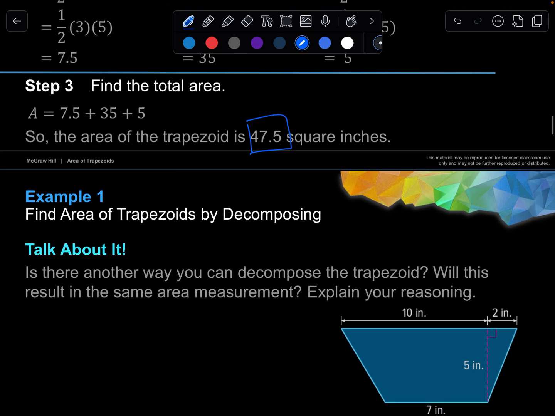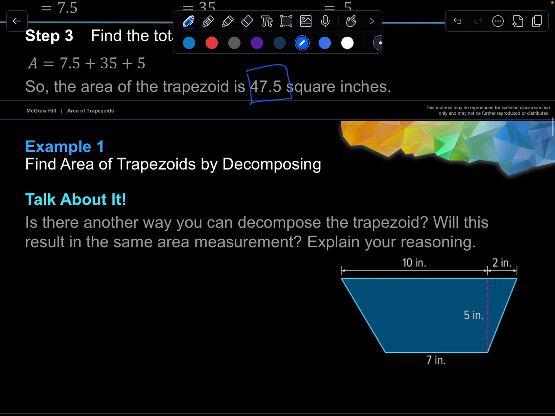Now, is there another way we can decompose this trapezoid? Take a moment, think about it. So I believe we can decompose this trapezoid into two different types of triangles. I'll show you both over here and then we'll calculate one of those. We can decompose it into two triangles like this, or two triangles as shown with the white.